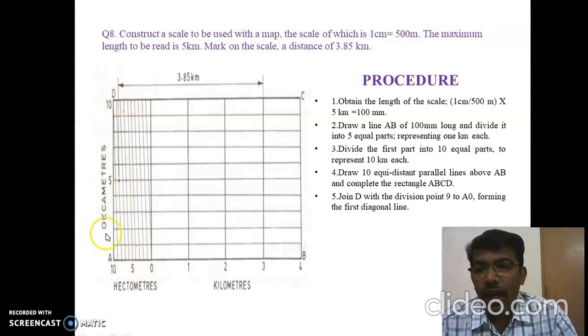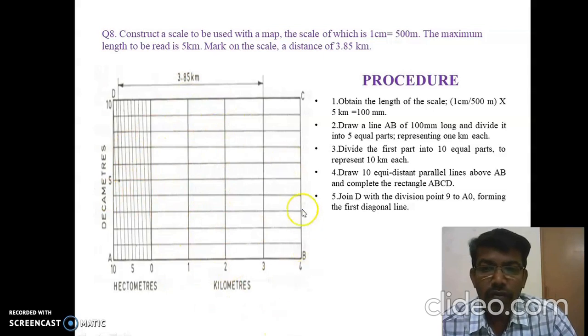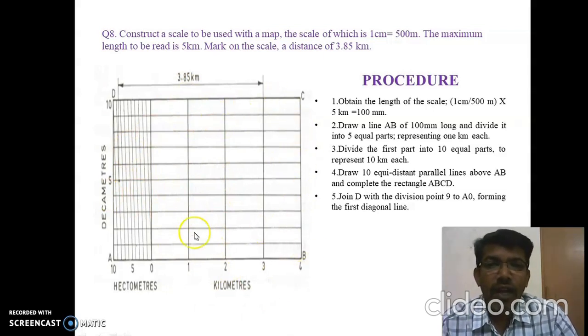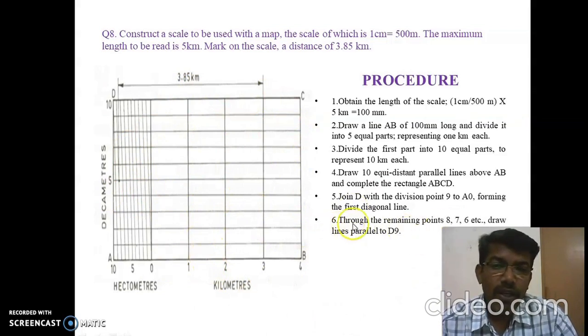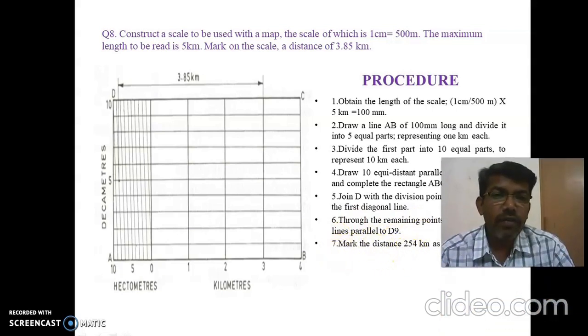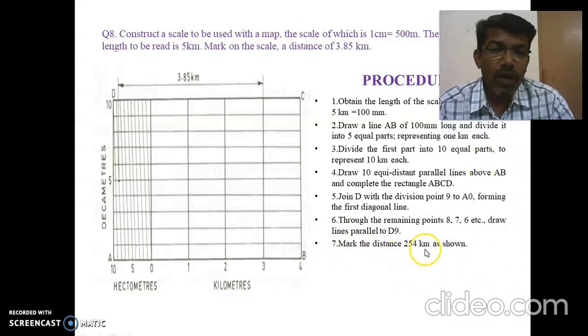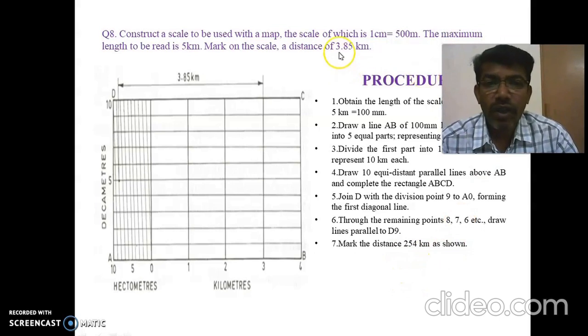Divide this AD line into 10 equal parts. You complete all these drawings, and this 1, 2, 3, 4 and all these things. After that, you have to indicate the points, that is through the remaining 7, 6 and 8 draw the lines parallel to D9. Then next mark 254 kilometers as shown.